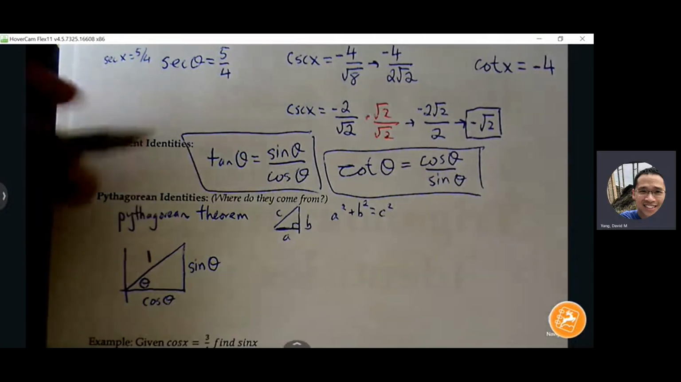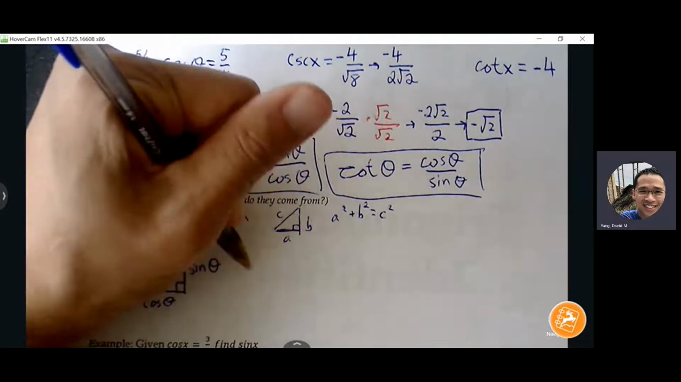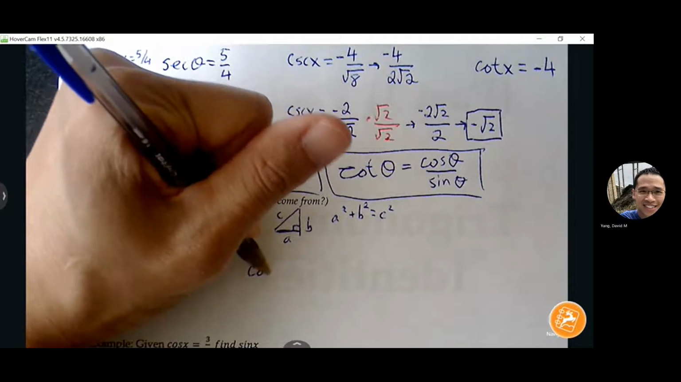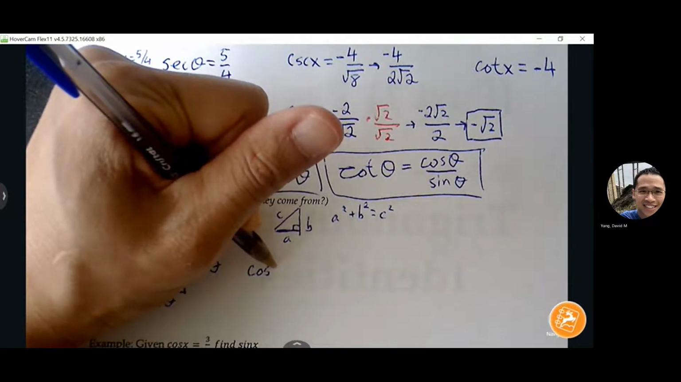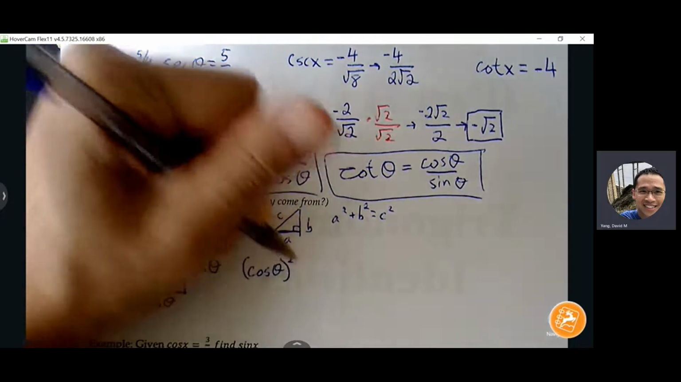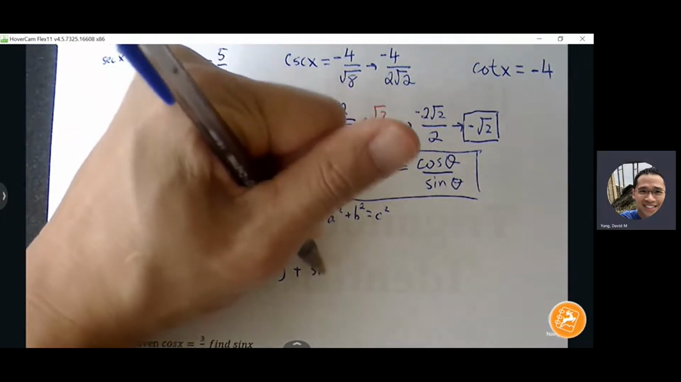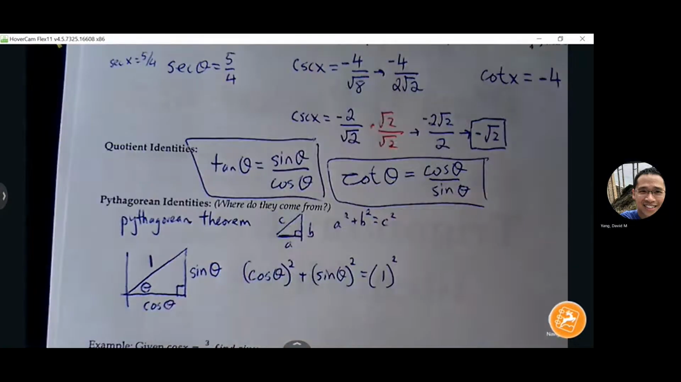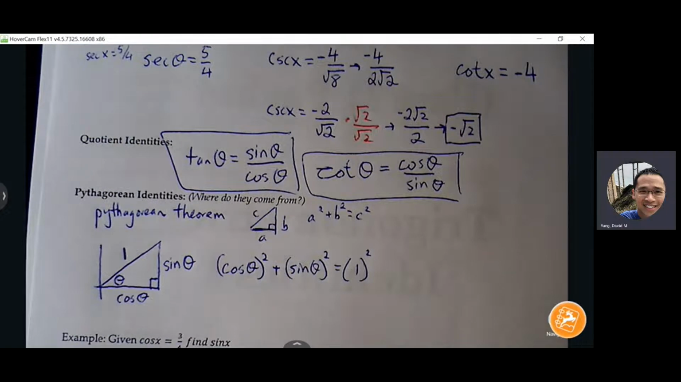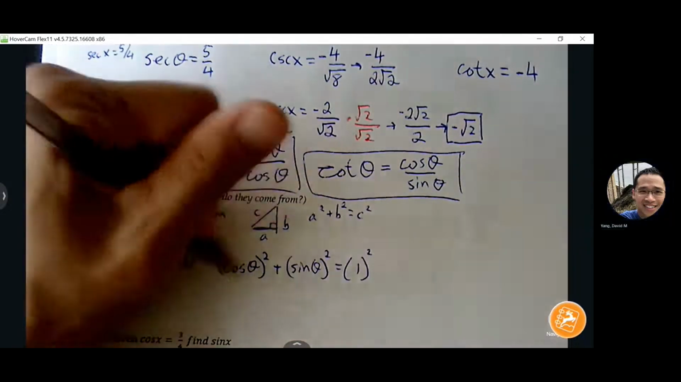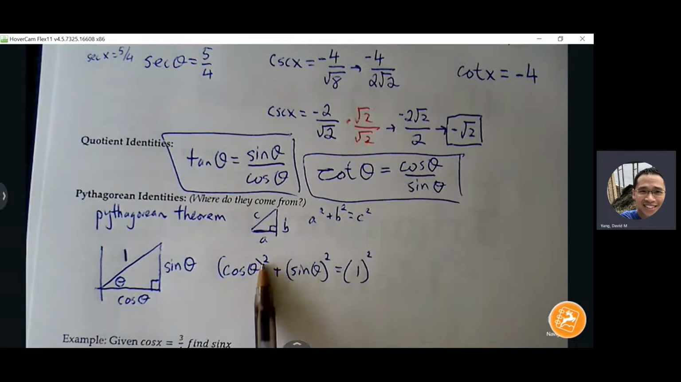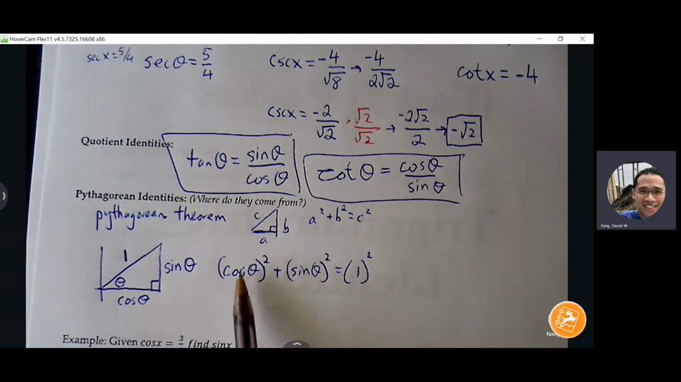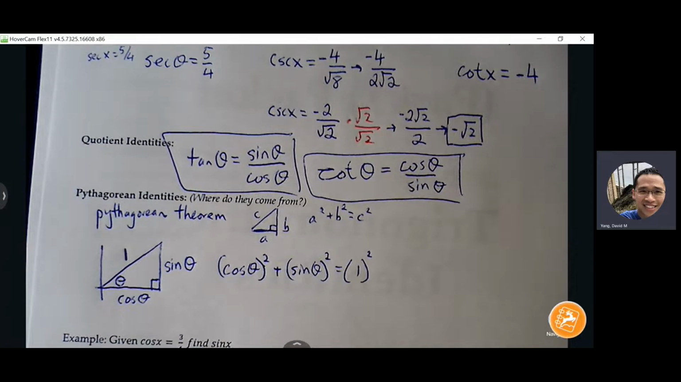So if I go through the Pythagorean theorem, I have a right triangle here. I have cosine of theta squared plus sine of theta squared is equal to 1 squared. And this is going to be an identity that we're going to use quite a bit. Typically, we write the sine first, but it doesn't really matter. And then we put that exponent in between the cosine and theta so that we don't have to use the parentheses.